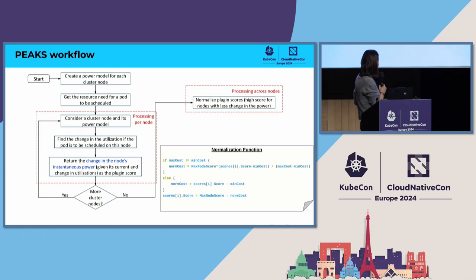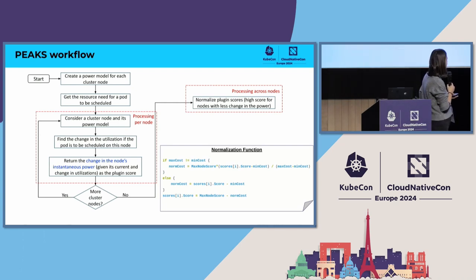So you do this for all the nodes in your cluster. If you have more nodes, you just repeat this process. If no, then you just go towards normalizing the plugin score. Over here, we have given a basic normalization function, but essentially what it does is give a higher score to nodes which have less change in power.